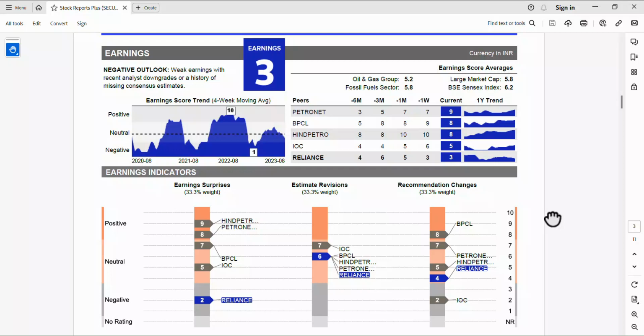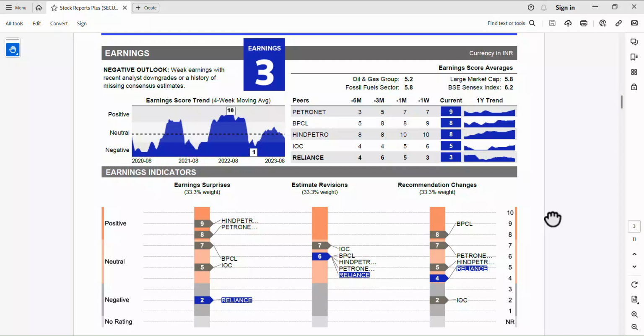Then estimate revisions. Yes, estimate revisions is basically the analysts revising the estimates based on the current situation. Fine. So either it can revise upward or revise downward. The more it is revised upward, because suppose a positive surprise happens, then now they say that the earnings are good, so they revise upward. The analysts are making revisions, so they may revise upwards or downwards. So what score is coming here? 6, which is not a bad score.